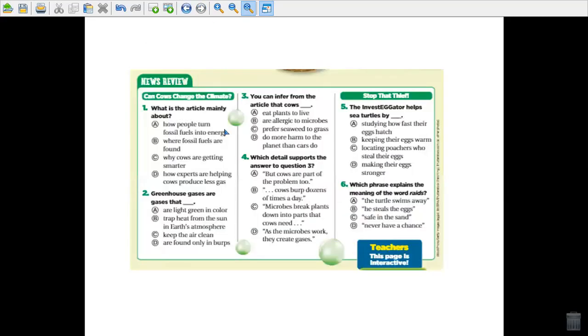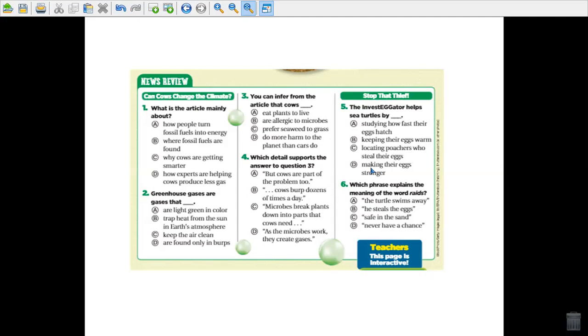The next ones are questions 1 through 6, and these are based off of the stories that you read earlier. So these are based off your stories that you did earlier. So you may have used your magazine to go back and find your answers, and that's exactly what you're supposed to do. You need to go back into your magazine and find your answers.